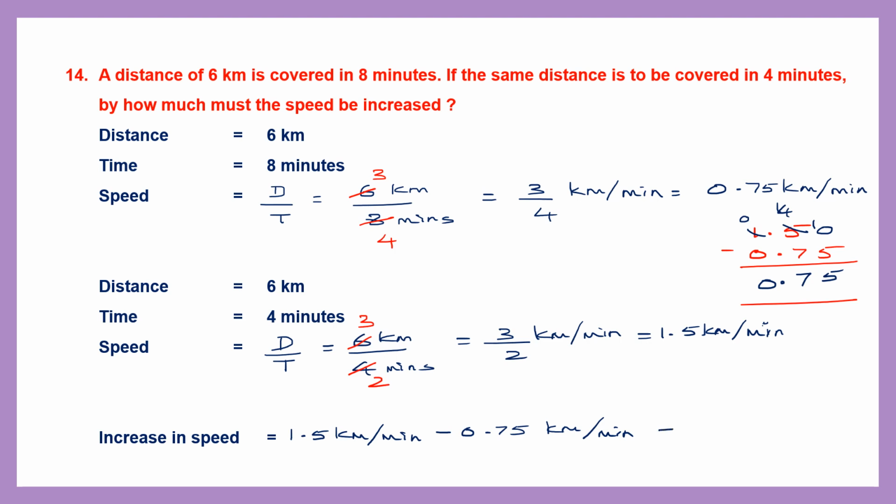The speed should be increased by 0.75 kilometer per minute. So this is our final answer. By how much must the speed be increased? The speed must be increased by 0.75 kilometer per minute. This is our answer. So with this, children, we come to the end of this exercise. Thank you, children.